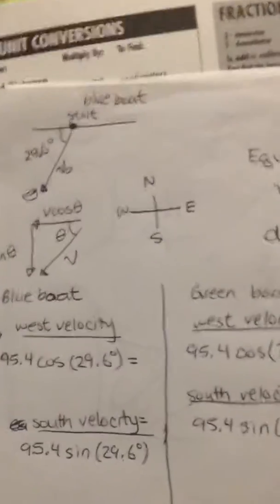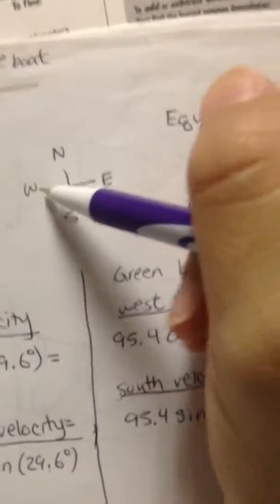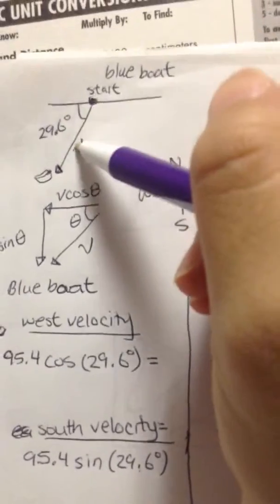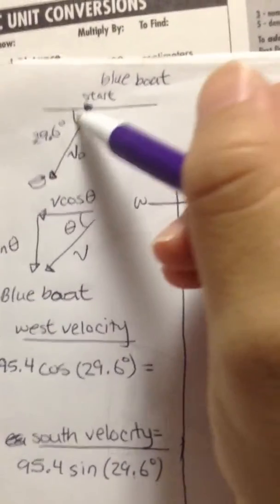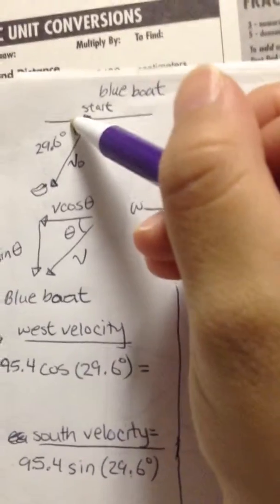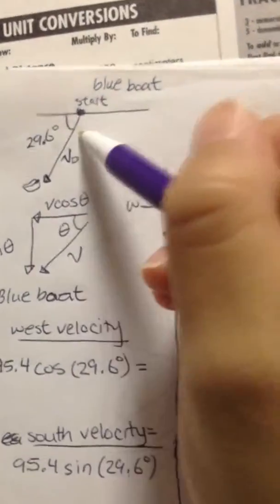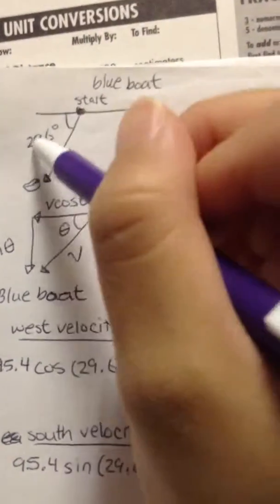Okay, so the question gives you the velocity is southwest, so it's going to be going this way. The boat starts right over here and it's going to start traveling down here to the southwest, at an angle like this from the horizon right over here. So the blue boat is going to go at 29.6 degrees.